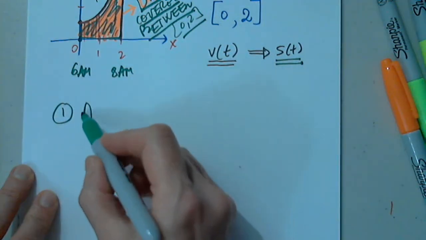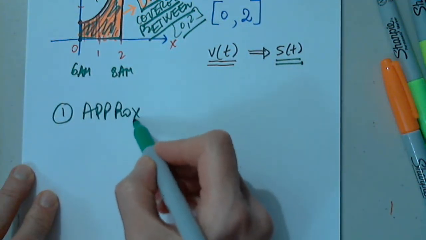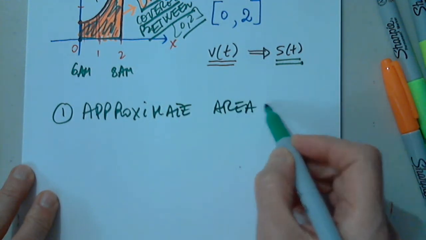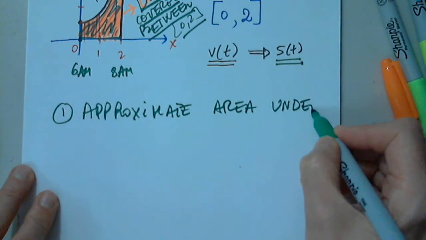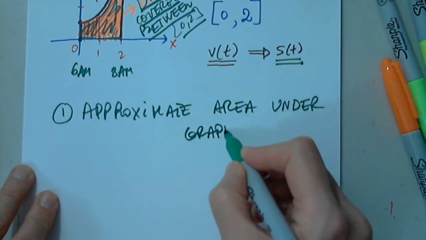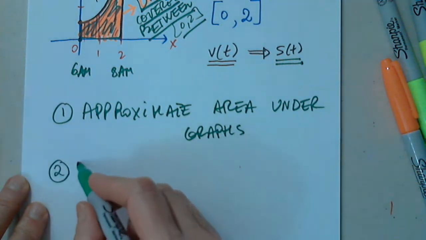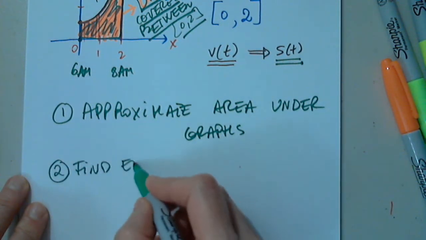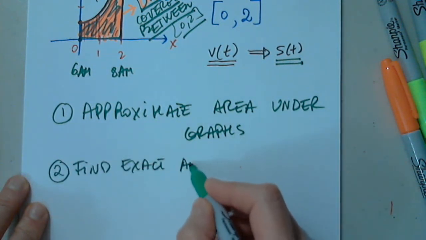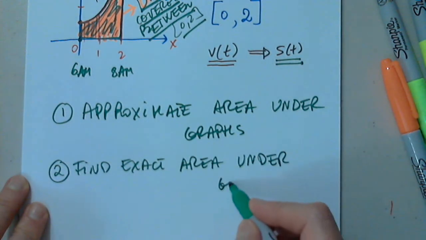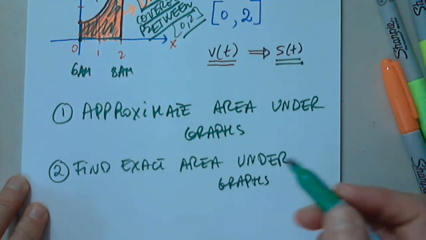Number one, we can approximate area on the graphs, of course, graphs of functions. Number two, we can find exact area on the graphs, of course, of functions.